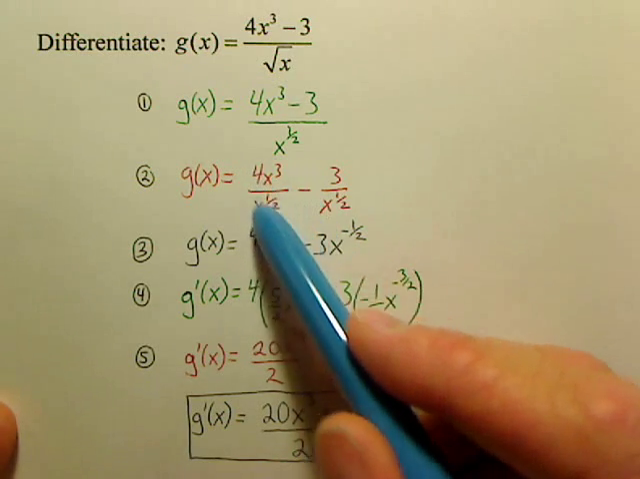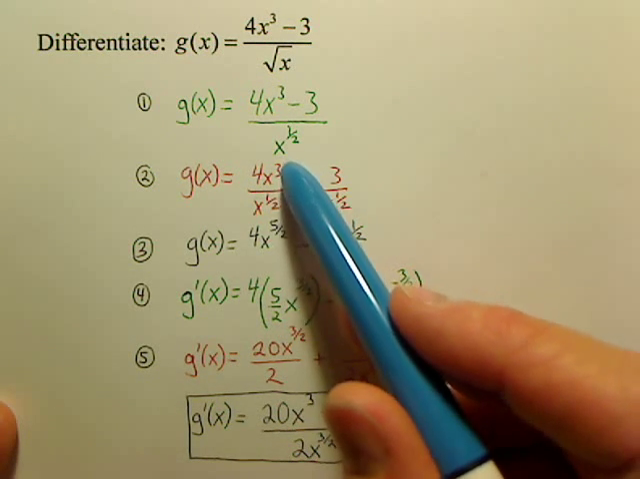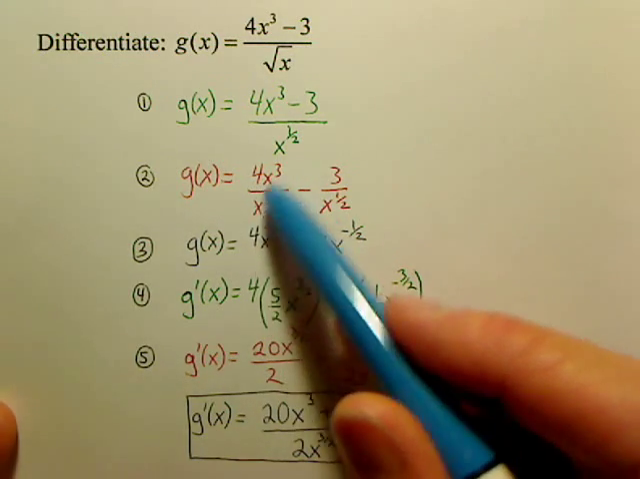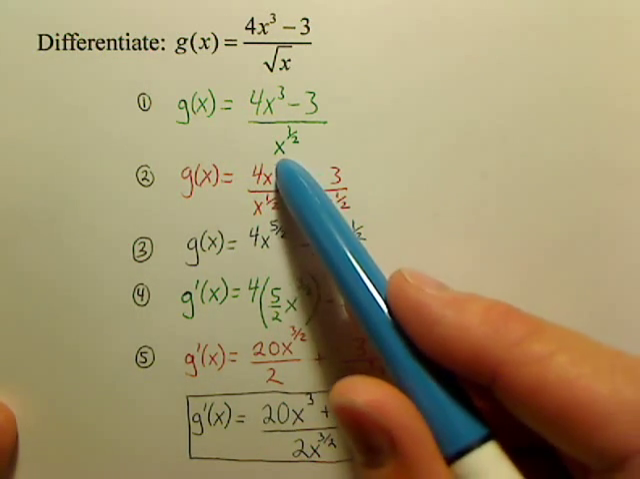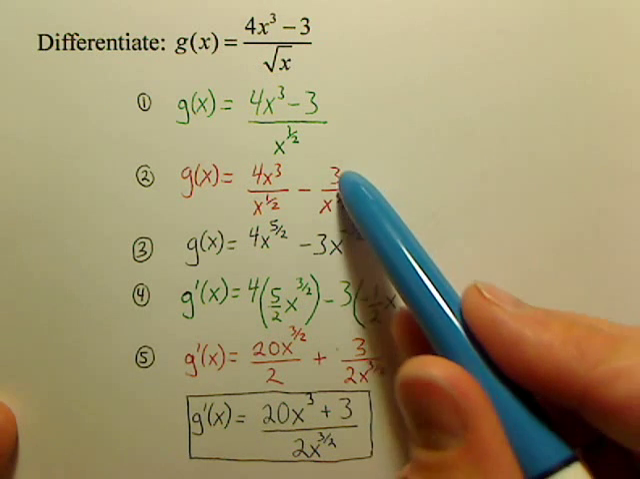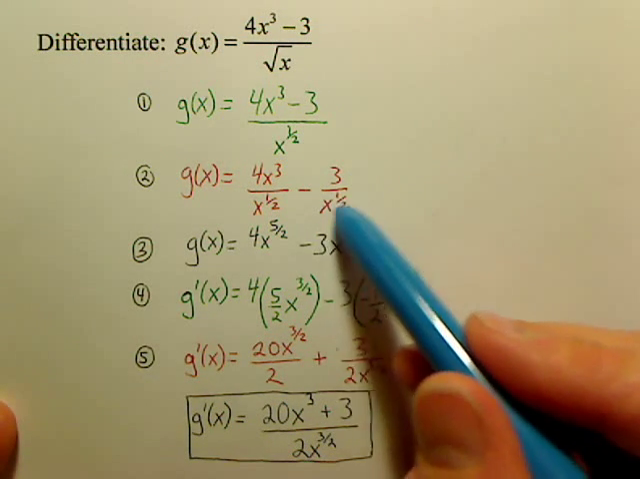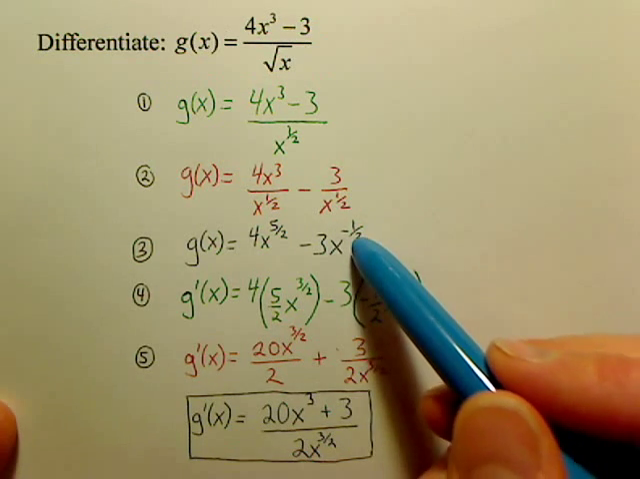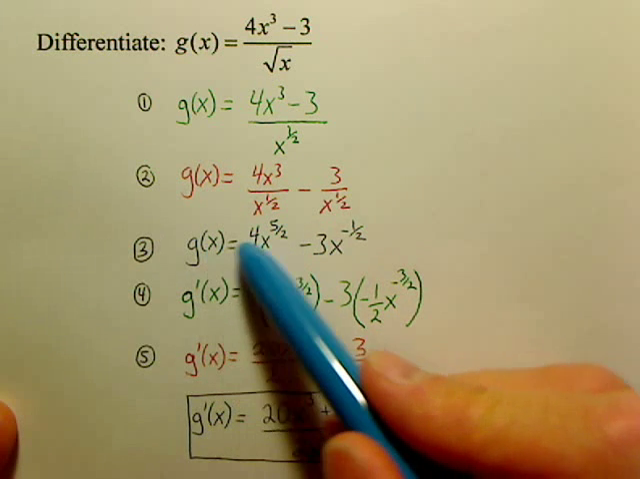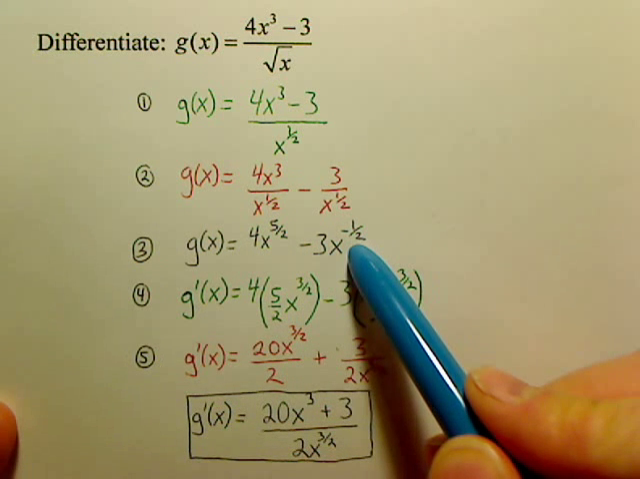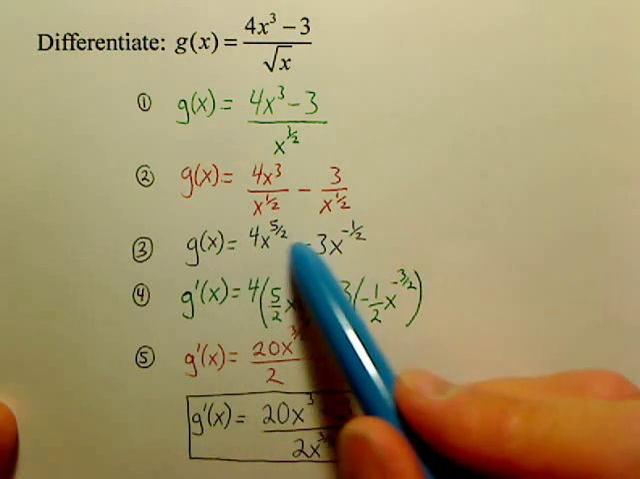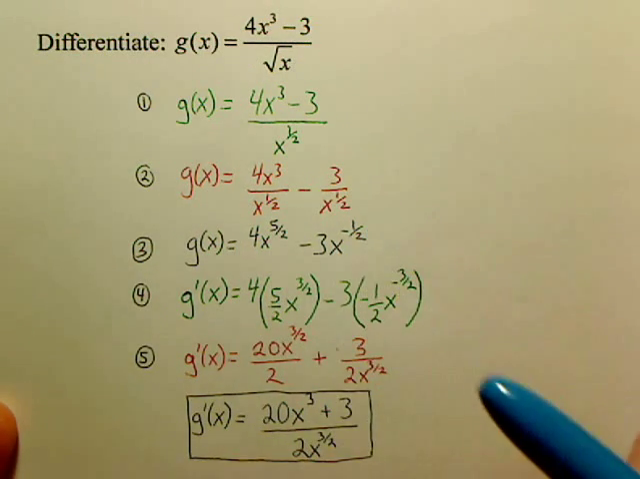Then if I simplify this, when you have a power over a power with the same base, you subtract the powers, so 3 minus 1/2 is 5/2. And here, if you have a power on the bottom, you can move it up and make it a negative power. So right here, the first 3 steps, all I did was rewrite it. Now I don't need to use the quotient rule. Now all I have to do is simply take the derivative of this polynomial with fractional powers.